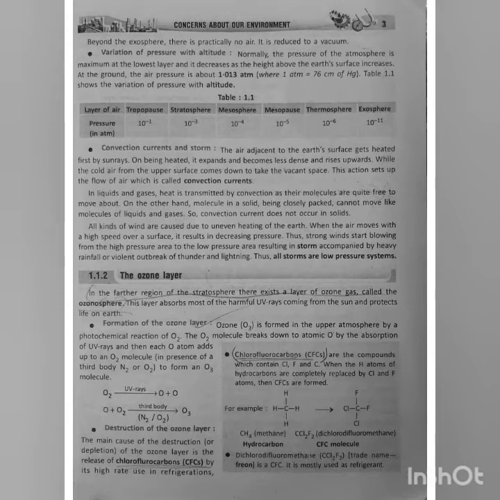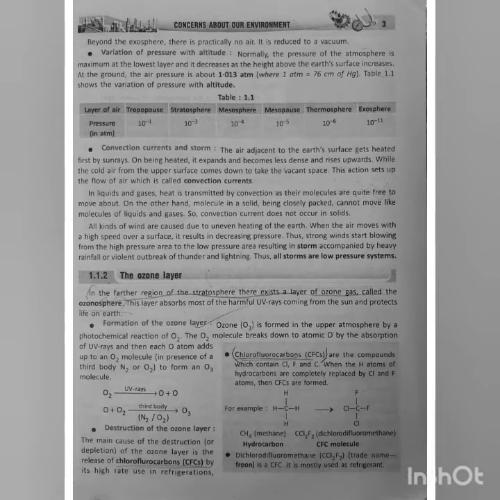Ozone or O3 is formed in the upper atmosphere by a photochemical reaction of O2, that is oxygen. The oxygen molecules break down to atomic O by absorption of UV rays, and then each O atom adds up to an O2 molecule in the presence of nitrogen or oxygen to form an O3 molecule. See how it is forming.